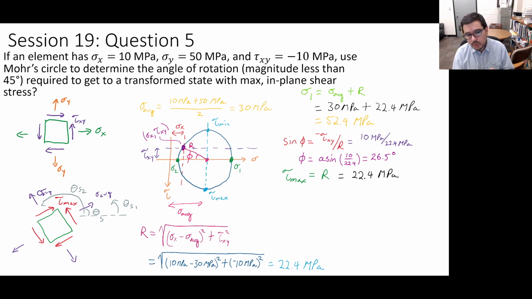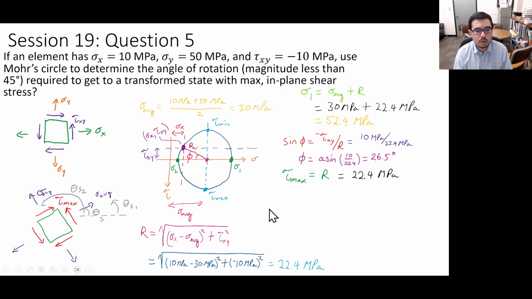And now let's think about the angle of rotation that's necessary to go from this sigma x comma tau xy location to either the top or the bottom. Well, it says that we want the angle of rotation to be less than 45 degrees. So going up to the top is our option. If we go around here, we know that this is over 90 degrees on Mohr's circle, which is going to correspond to an angle of rotation for the element greater than 45 degrees.